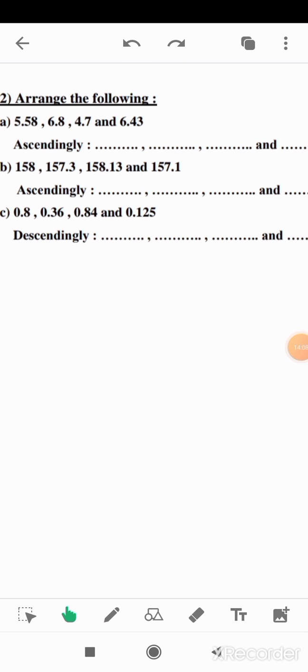Arrange the following. Okay, so we will compare between whole numbers. At first we will compare between whole numbers. We have here 5, 6, 4, 6, and he wants ascending order, or from least to greatest. So the least number is 4, so 4 is the first number here. Okay, so we have 5, 6, 6, so 5.